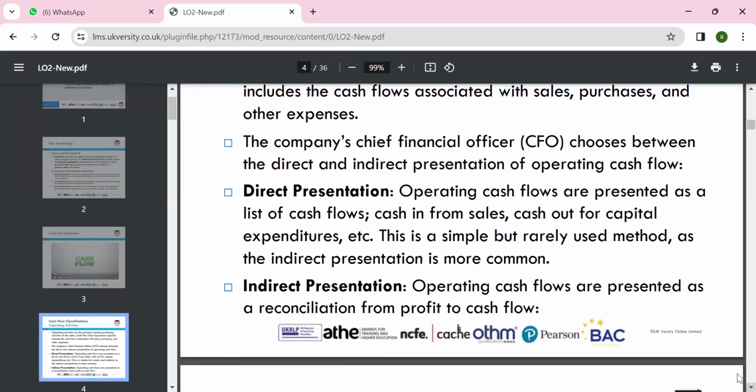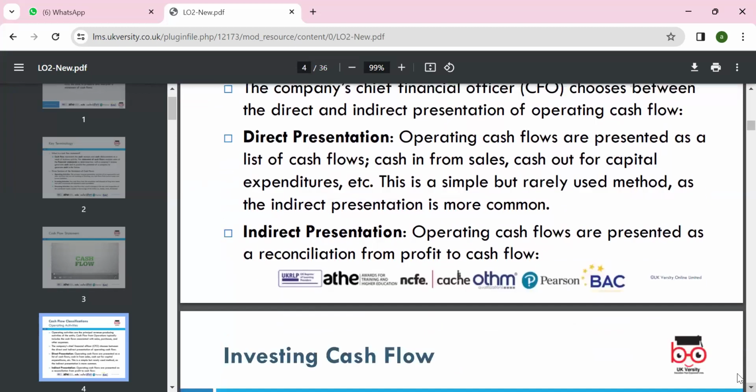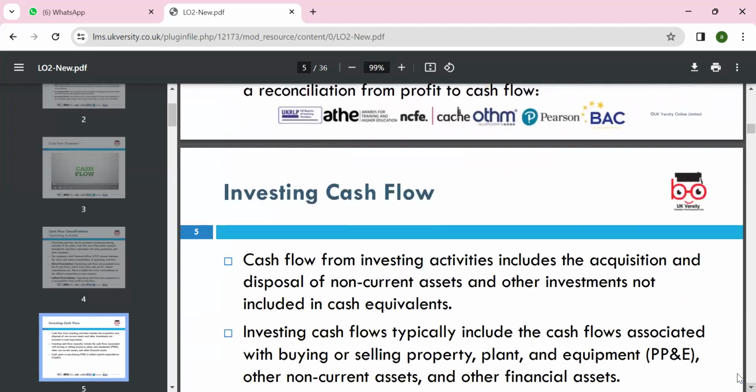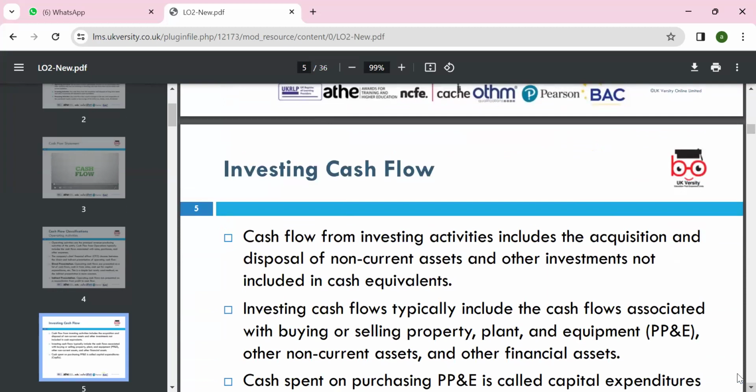So operating cash flows are presented as a reconciliation from the profit to the cash. This is also known as operating activity or reconciliation of the cash. Cash flow from the investing activity includes acquisition or disposal of non-current assets and other investments, including cash equivalents.